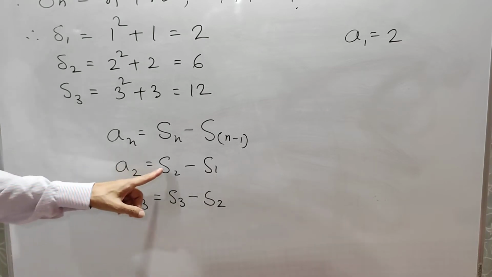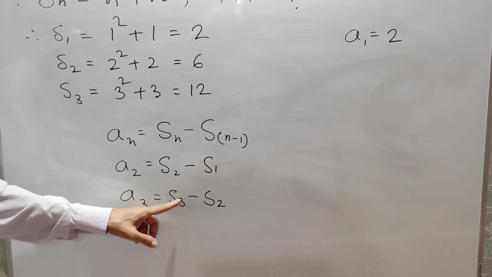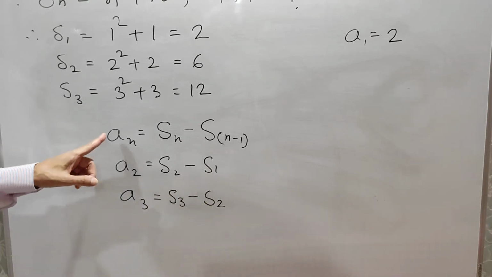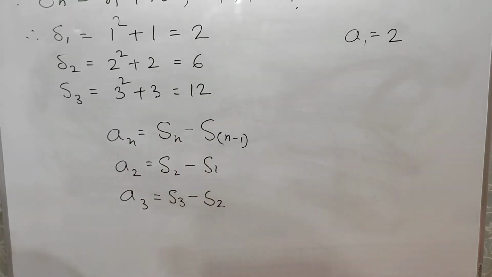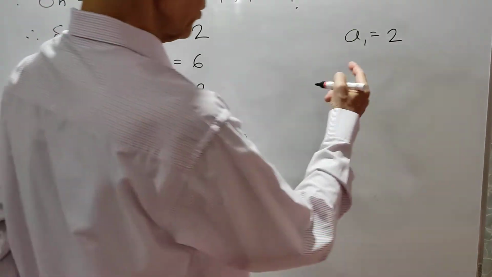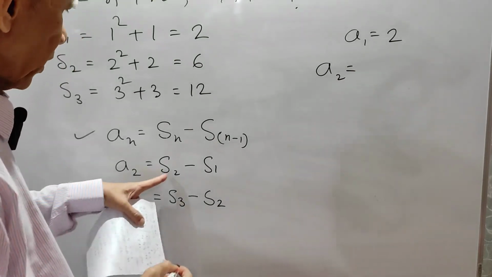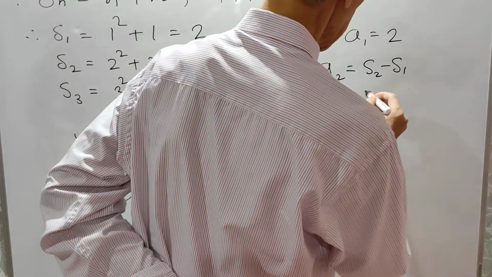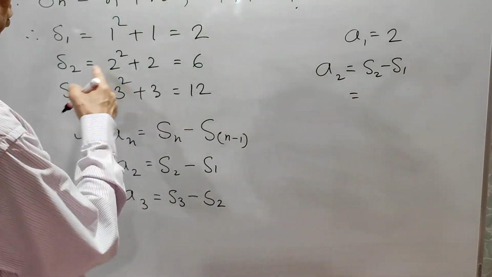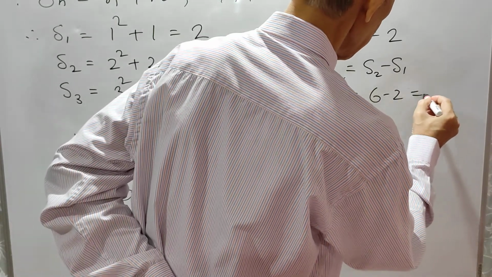So the second term is the sum of two terms minus the sum of one term. The third term is the sum of three terms minus the sum of two terms, and the fourth term will be the sum of four terms minus the sum of 4 minus 1, that is 3 terms. So we can use this formula. Now A1 we got as 2. What will be A2? Using this formula, S2 minus S1. S2 is 6, so 6 minus 2 is 4.